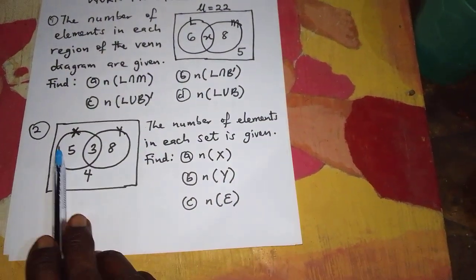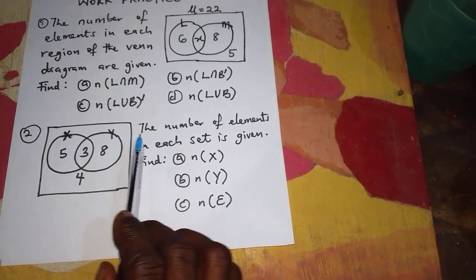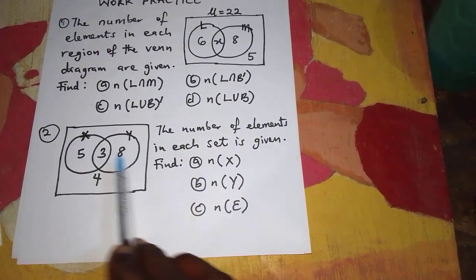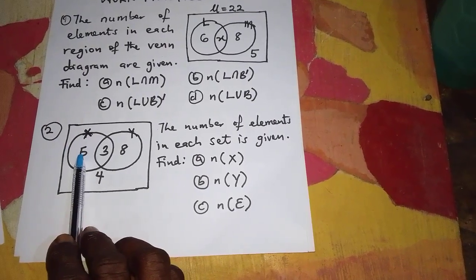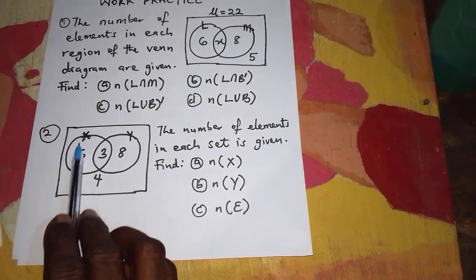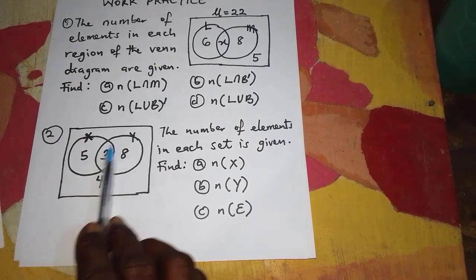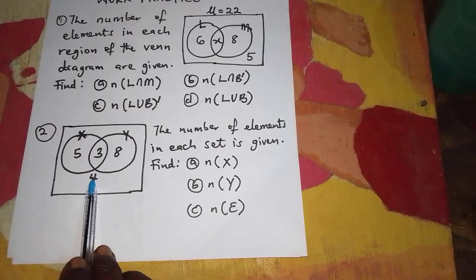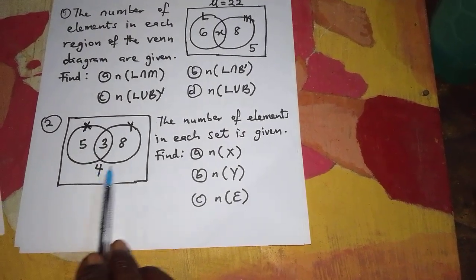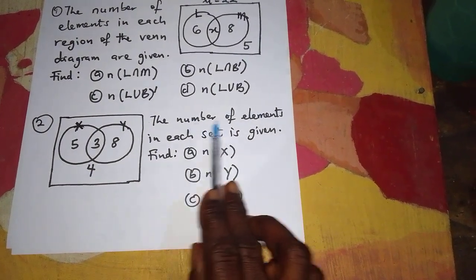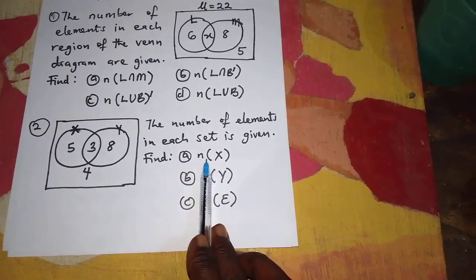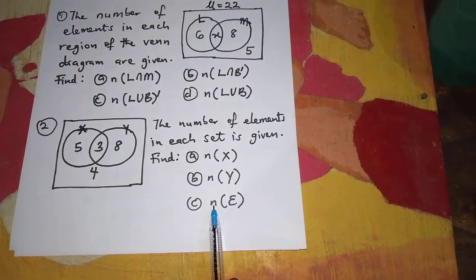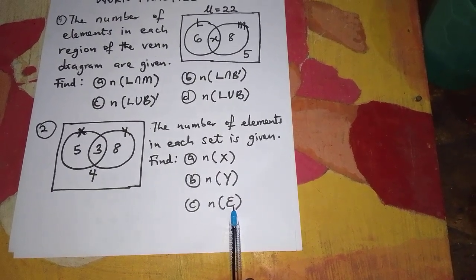Then number two, the number of elements in each set is given. Find. So X only we have 5, Y only we have 8, X intersection Y we have 3, X union Y complement we have 4. With the number of elements in each set given, find the number of elements in X, the number of elements in Y, and the number of elements in the universal set.